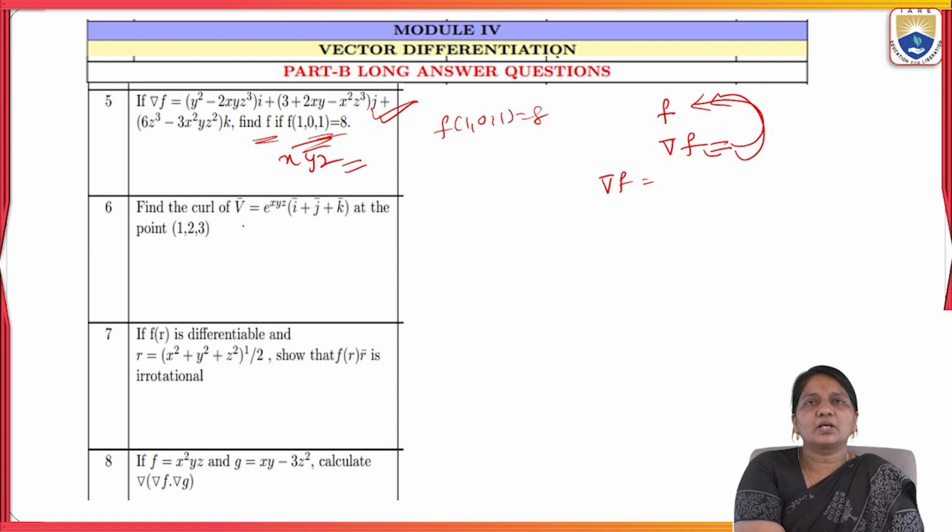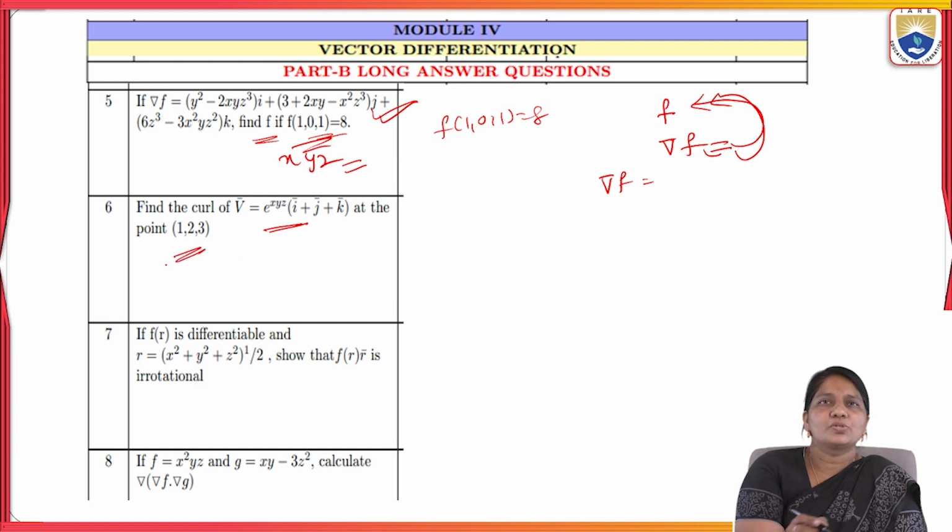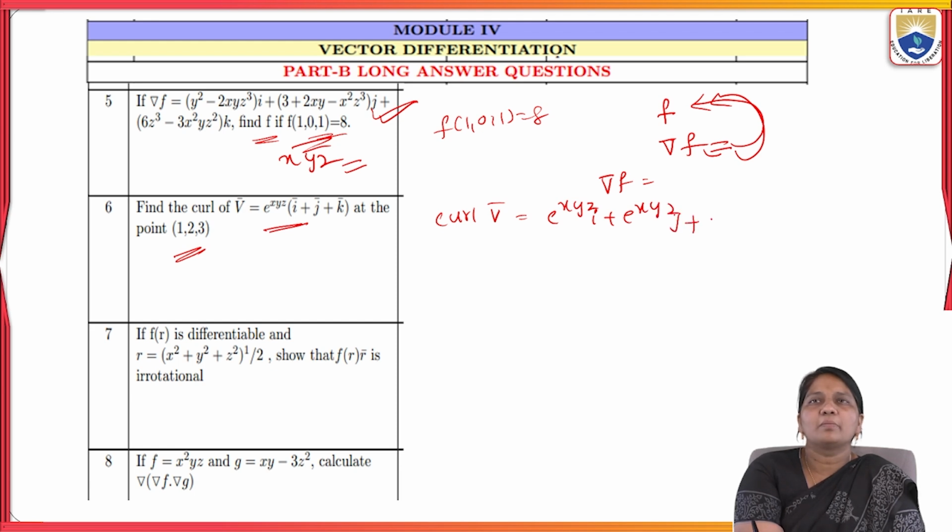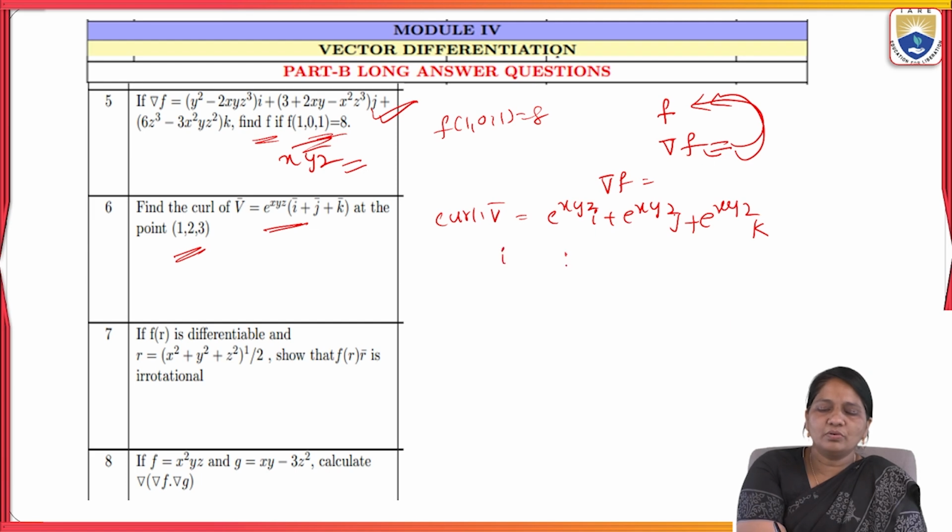So now see this, find the curl of v. So here e power xyz into i plus j plus k at the point (1, 2, 3). So here we have to find the curl of v. So given v function is e power xyz into i plus e power xyz into j plus e power xyz into k. So curl f means we have to calculate the determinant value. So del is dou by dou x, dou by dou y and dou by dou z. And here the values are e power xyz.